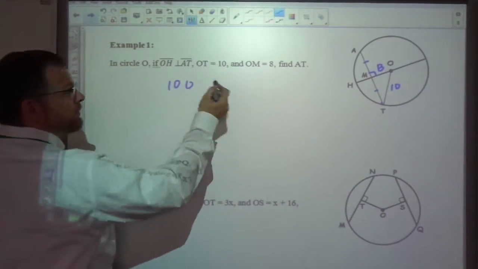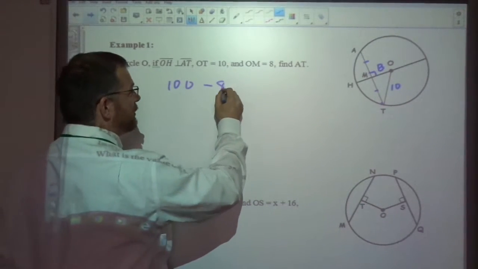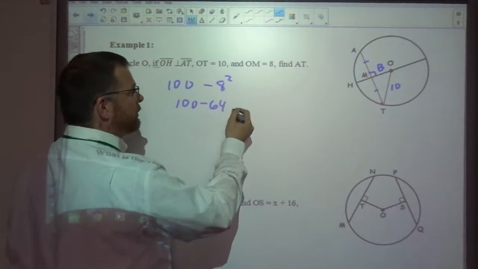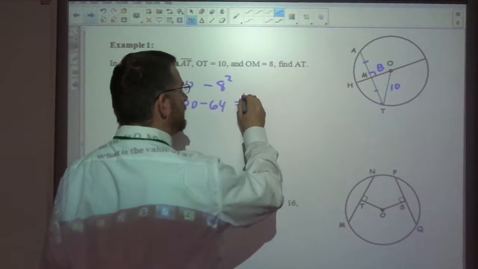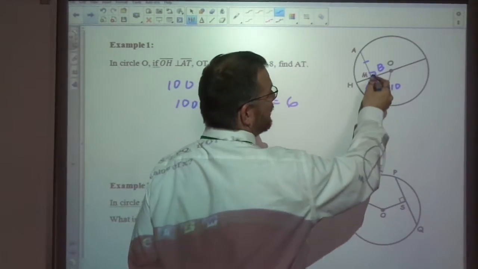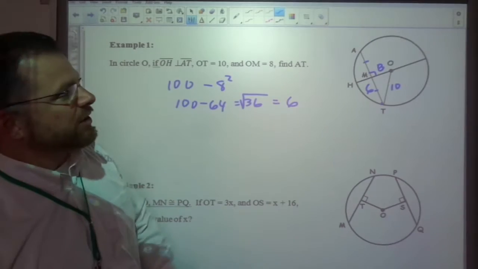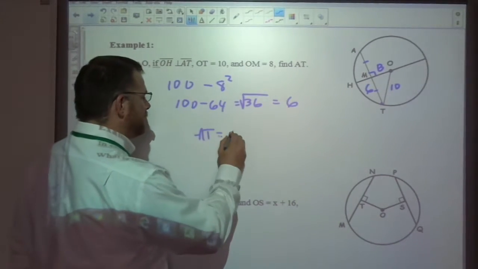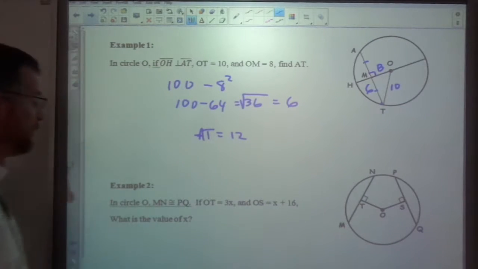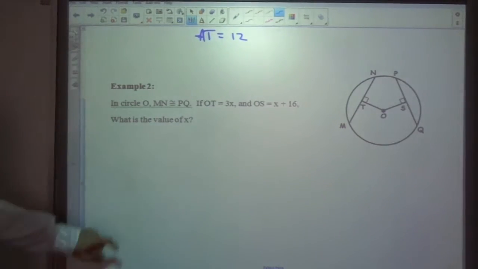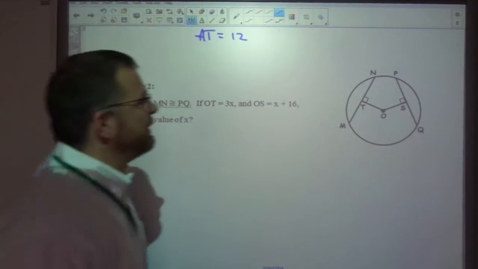100 is 10 squared, minus 8 squared. Well, 100 minus 64, that's 8 squared, is 36. If we take the square root of that, we get 6. So this little part of this triangle is 6. And since we know it splits it in half, the whole thing must be 12. AT must be 12. The second example says in this circle, MN is congruent to PQ.